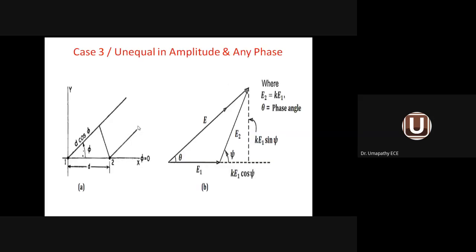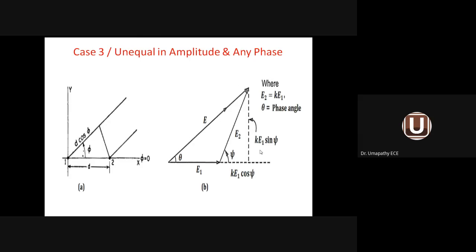Case number 3. So what is case 3? Case 3 is unequal in amplitude and any phase. Phase may be equal or phase may even be opposite also. But the amplitude is unequal. Now this time I'm locating the first source at the origin, second source at point 2. d is the distance. This one is the angle phi. This is d cos phi. The path difference between 1 and 2 is nothing but d cos phi. In the previous case it is also d cos phi, but we have put d by 2 cos phi plus d by 2 cos phi.